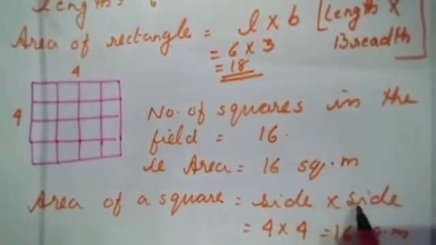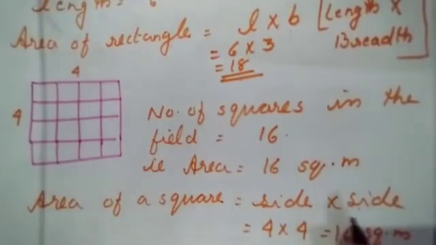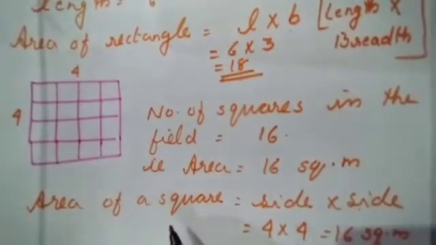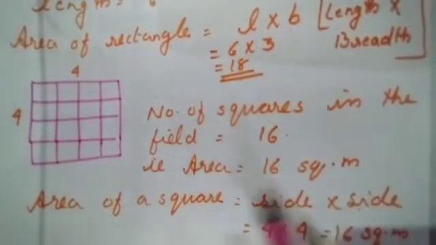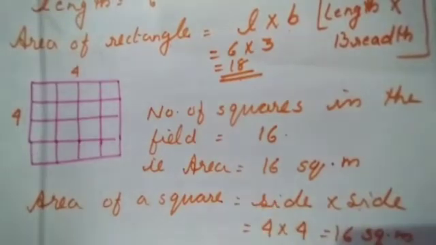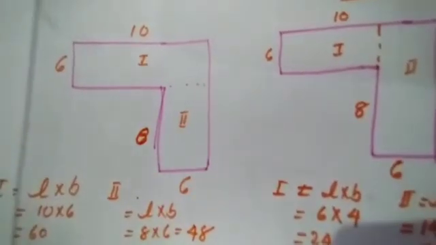Then the formula is side into side. Area of a square is side into side. That is 4 into 4, 16 square meter. That is, area of a square is side into side. Area of rectangle is length into breadth.